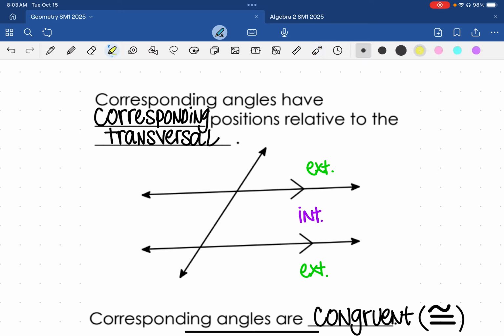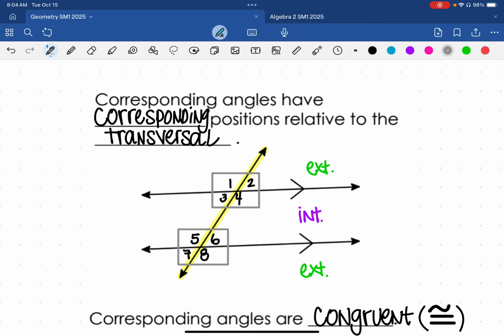All right, let's start by highlighting our transversal. And then the next thing we're going to do is number our angles, like we saw in our first diagram that we drew. When we talk about corresponding angles, we're always going to compare one of these to one of those.